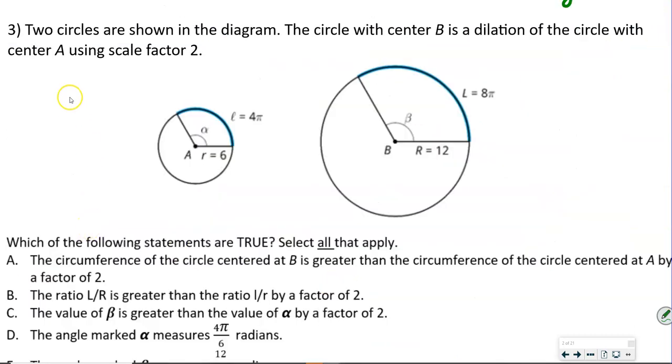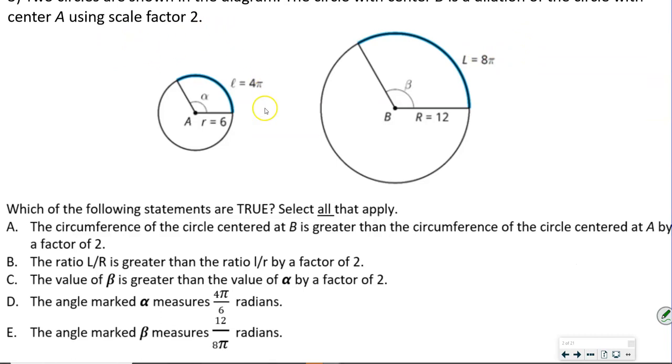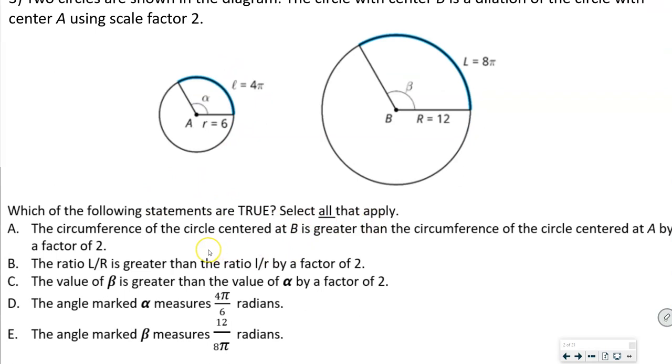So for number 3, it says 2 circles are shown in the diagram. The circle with center B is a dilation of the circle with center A using a scale factor of 2. Which of the following statements are true? Select all that apply. Letter A says the circumference of the circle centered at B is greater than the circumference of the circle centered at A by a factor of 2.